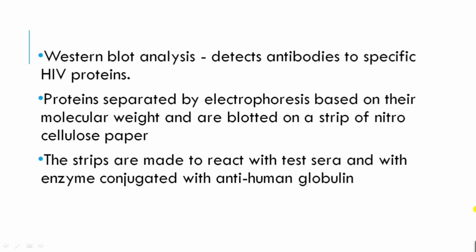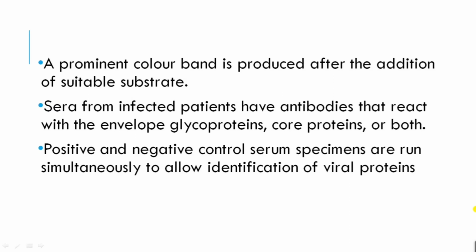This strip with the HIV proteins will be made to react with the test serum, which may have HIV antibodies, and the test serum plus strips will be reacted with the enzyme conjugated anti-human globulin. A prominent color band is produced after the addition of a suitable substrate to this nitrocellulose paper, and the sera from infected patients who have antibodies to HIV will react with the envelope glycoproteins, core proteins, or both of the HIV virus.